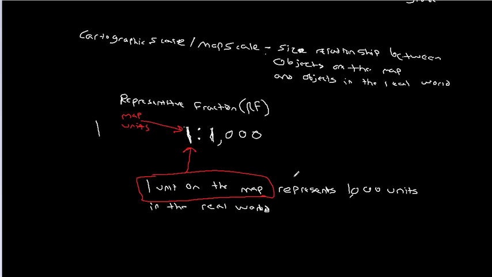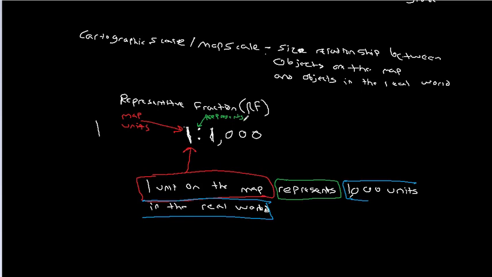Represents, right, that's coming from this colon here. So this is the represents. Right, represents. And then this 1,000 units in the real world, right, that's this number coming from this number right here. So this is real world units. Right, so again, map units represents real world units.